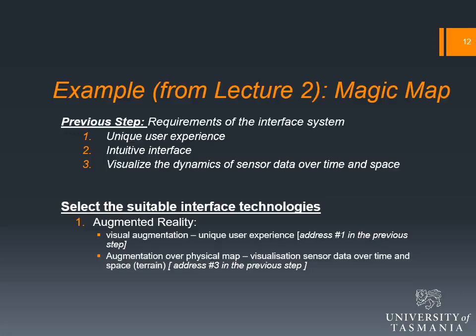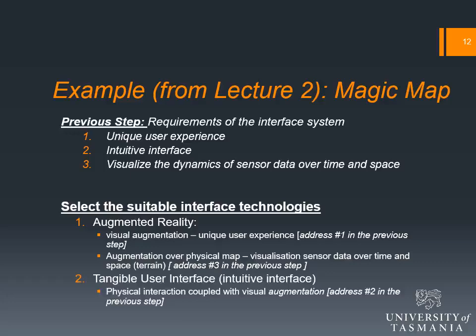The second thing augmented reality can do is augmentation over physical maps. This allows them to visualize the sensor data over time, right on top of the space, the terrain, the map itself. So that addresses number 3 from the previous step, which is to visualize the dynamics of sensor data over time and space. Now that's a nice combination that we think might offer some solutions for the problem we are trying to design for.